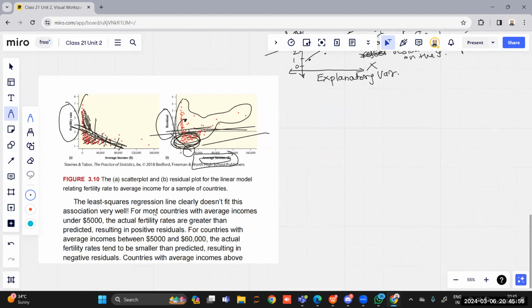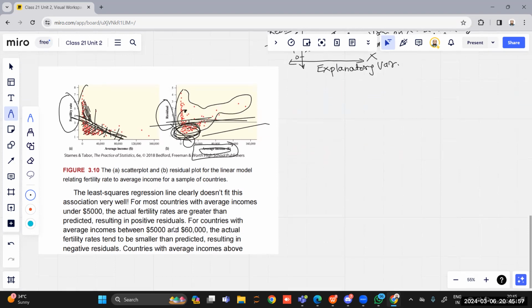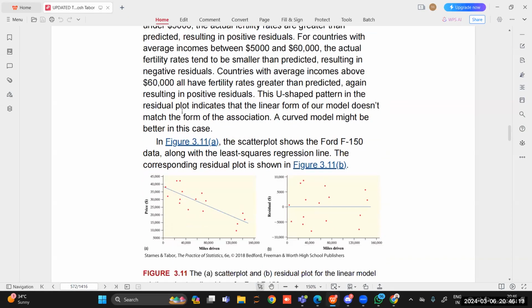Okay, so for countries with average income between 5,000 and $60,000, the actual fertility rate tends to be smaller. It tends to be smaller. It's near down, but in this it is going upside. That's the thing he is trying to explain here.